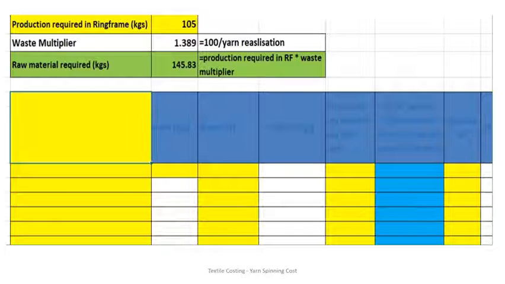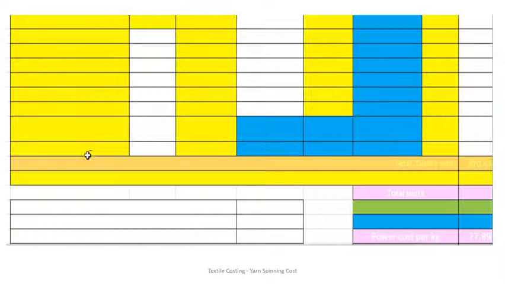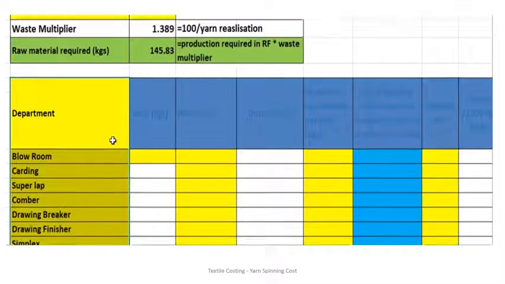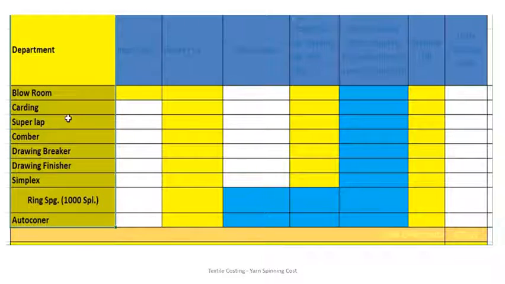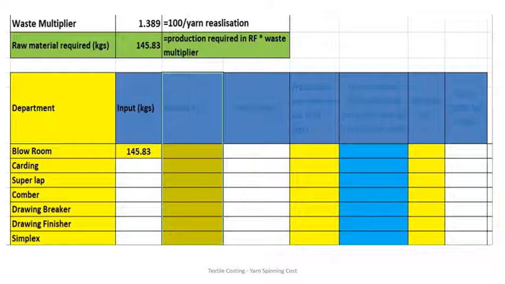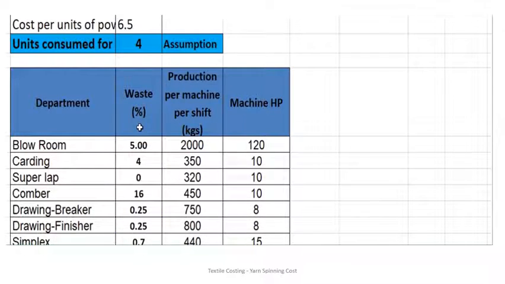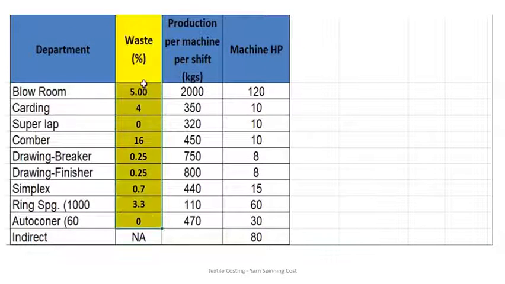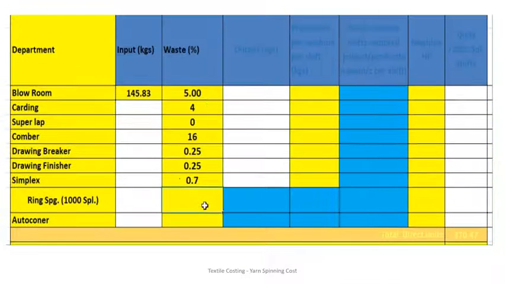So we have the various production departments: blow room, carding, superlap, comber, draw frame breaker, finisher, simplex, and auto corner. So we have calculated the input. First calculated value is 145.83 kgs. We have to put the same here. Waste percentages are already given in the question, and this has to be put here directly.